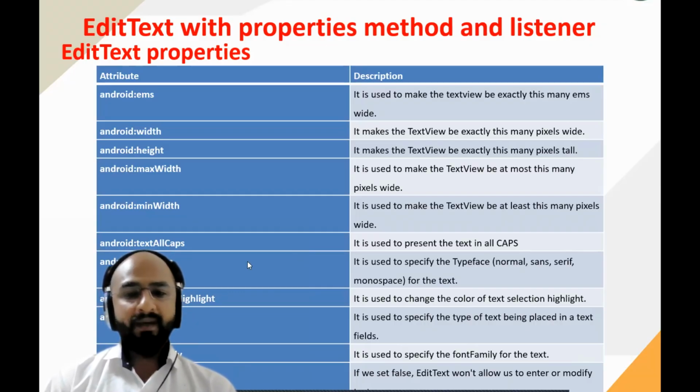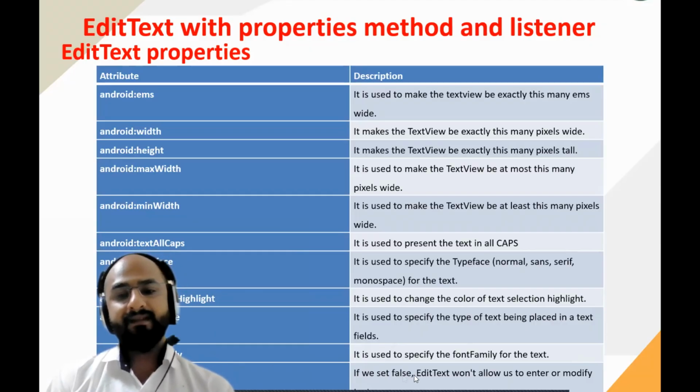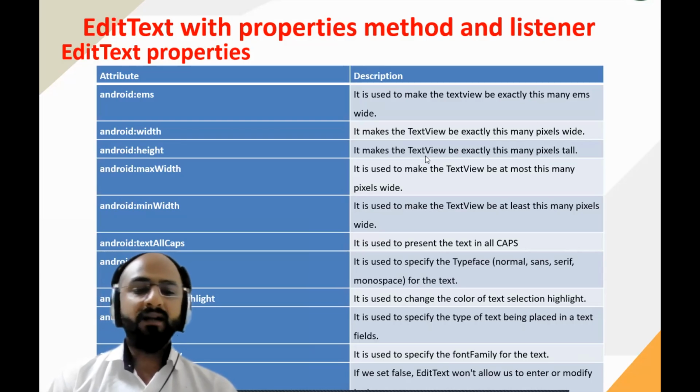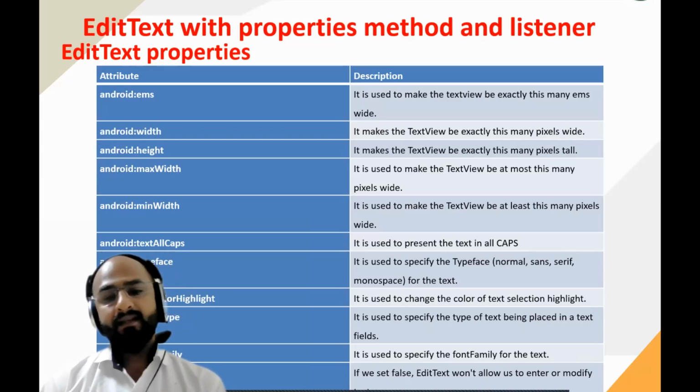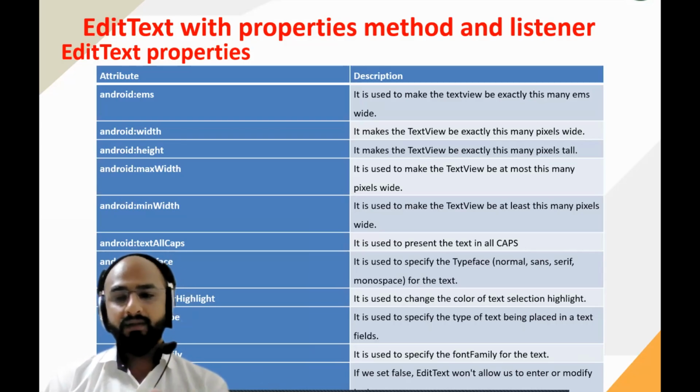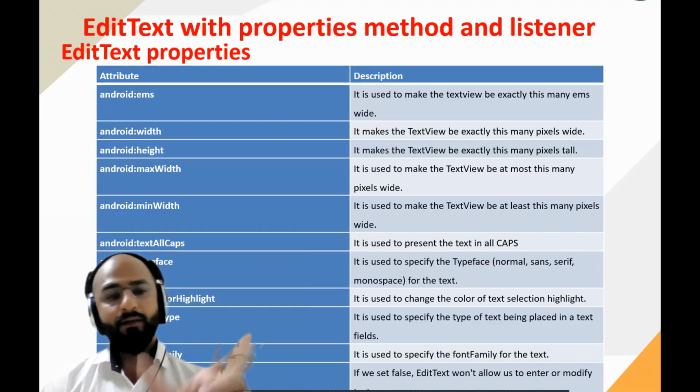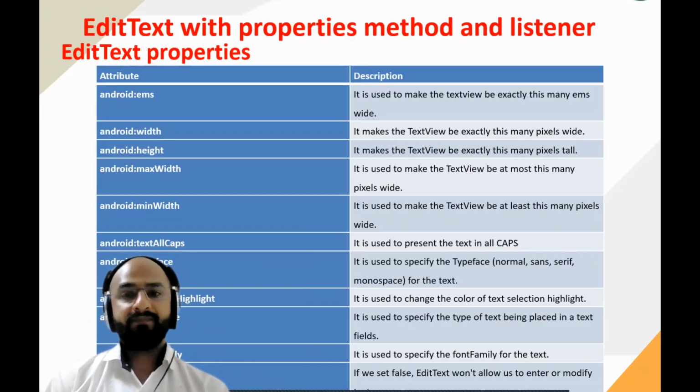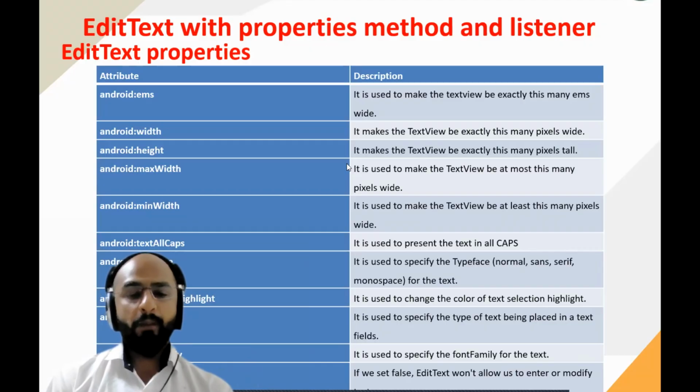This editable property is very important for EditText also, because if we set it to false, the EditText won't allow the user to enter or modify the text. If we provide editable equal to false, then the user cannot edit or modify the data written in the EditText. So these were the properties of the EditText.